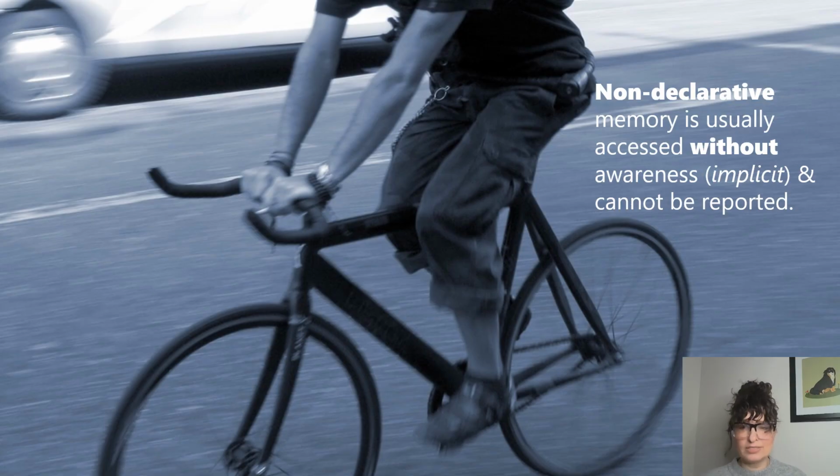And this is how we get to non-declarative and declarative memory distinctions. So non-declarative is memory that is usually accessed without awareness and cannot be reported. These are skills, like how you ride a bike. But what exactly you're doing when you perform something successfully as a skill, you can't verbalize that. You're not consciously aware of the knowledge you're accessing when you're riding a bike, nor can you verbalize that knowledge.